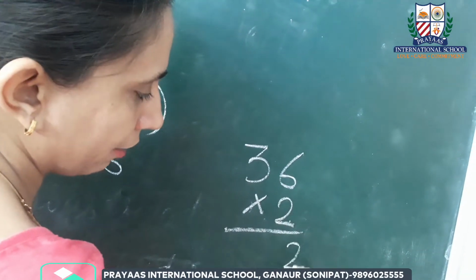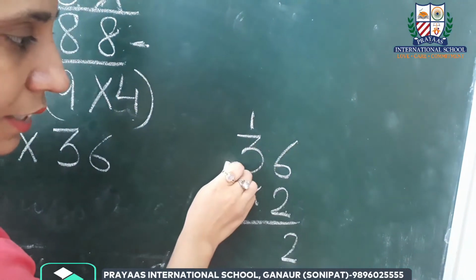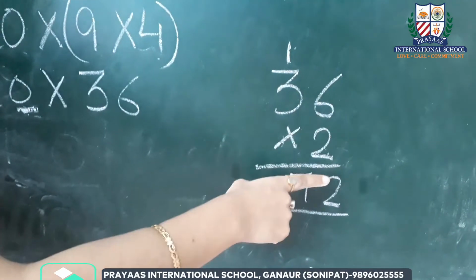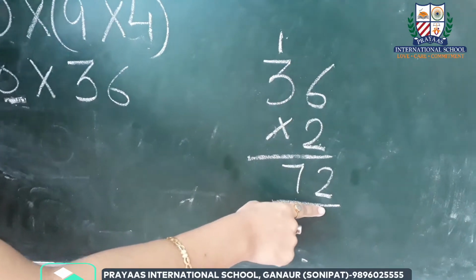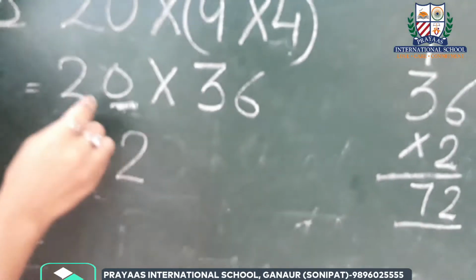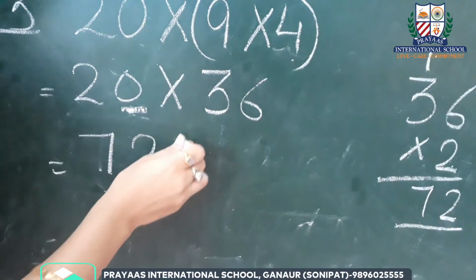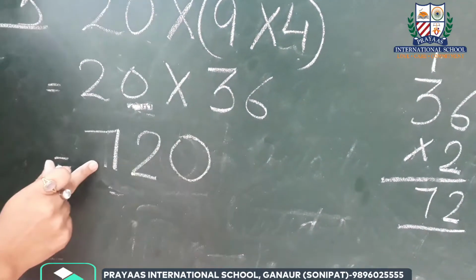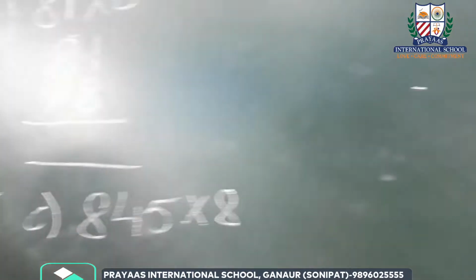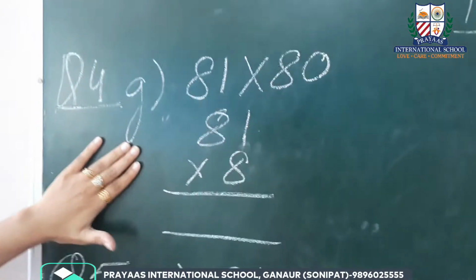2 6s are 12, 1 carry. 2 3s are 6. So we had multiplied 36 by 2. The answer was 72. Now we will write here 72. And here it was 20, so we will add one more 0. So the answer is 720.